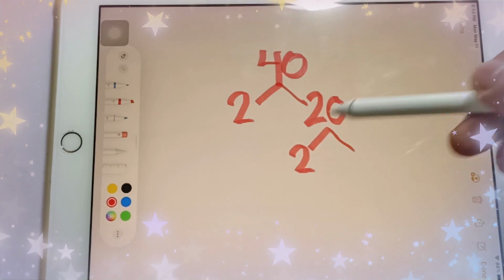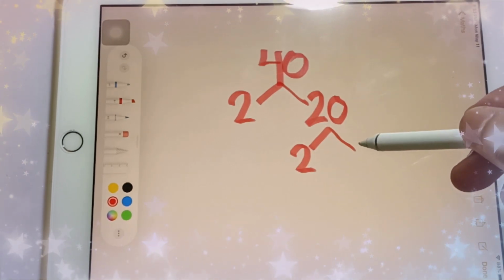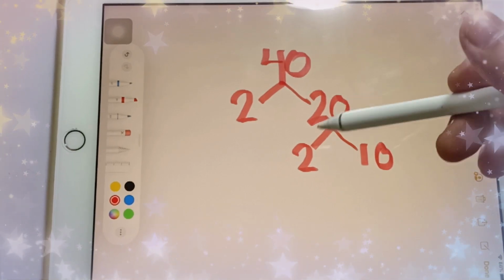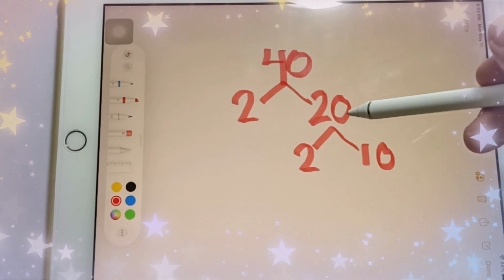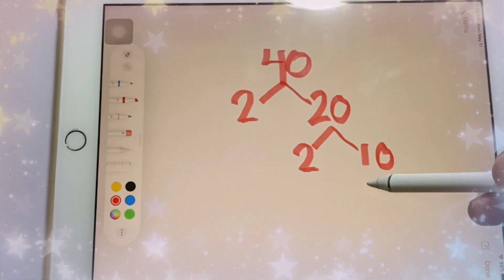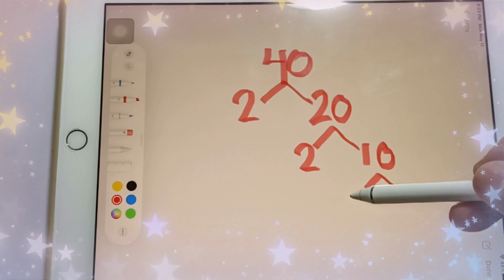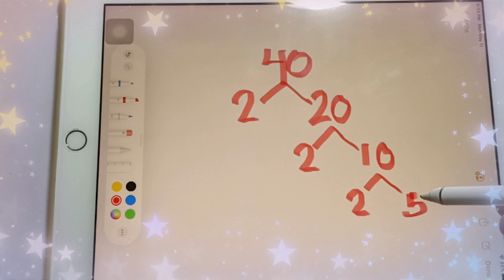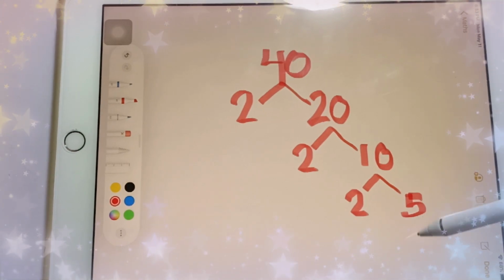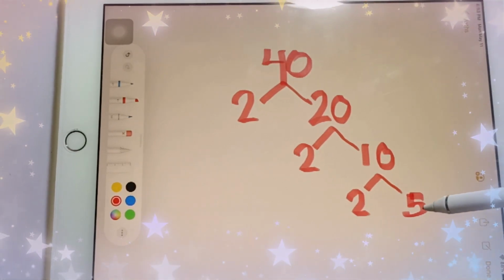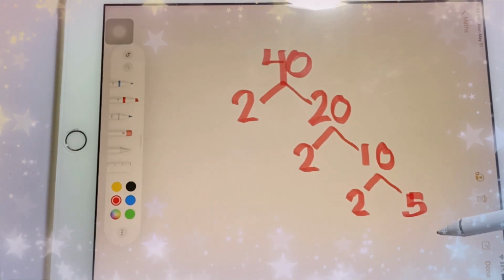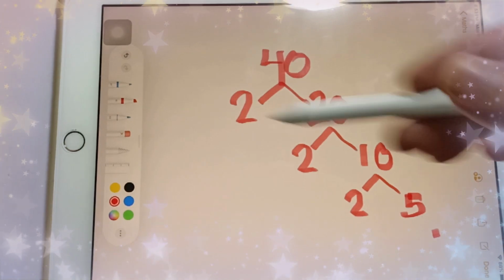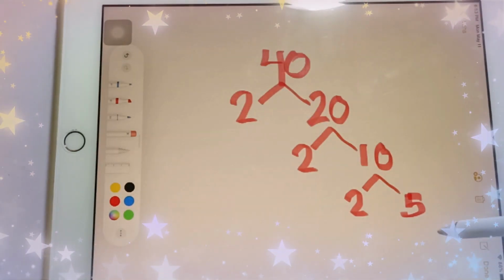So 2, and then 2 times 10 is equal to 20. So 2 times a number is equal to 20, and that is 10. And then 10 is still divisible by 2. So 10 divided by 2 is 5. That's it, because 5 is divisible only by 5, which gets 1, and 1 is not a prime number. So let's erase this one.